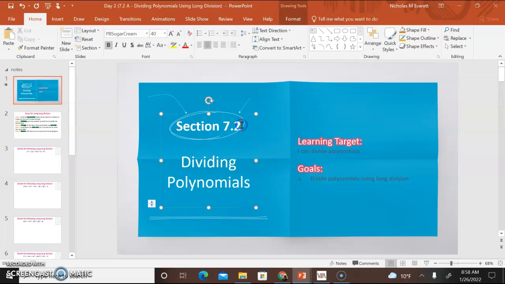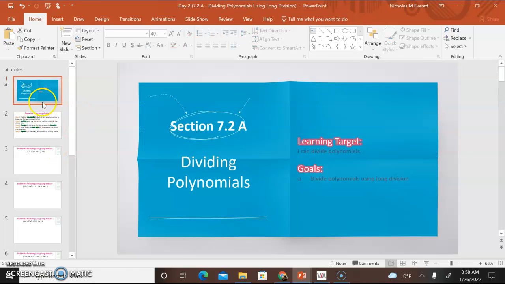It says 7.2, this would be A, and it's basically just dividing polynomials using long division. This first section, you're going to notice that I'm skipping in your notes. Honestly, for what we're going to be doing in class, it's not that useful, or not that important to know. It's just a stepping stone from this to what we're about to do here.